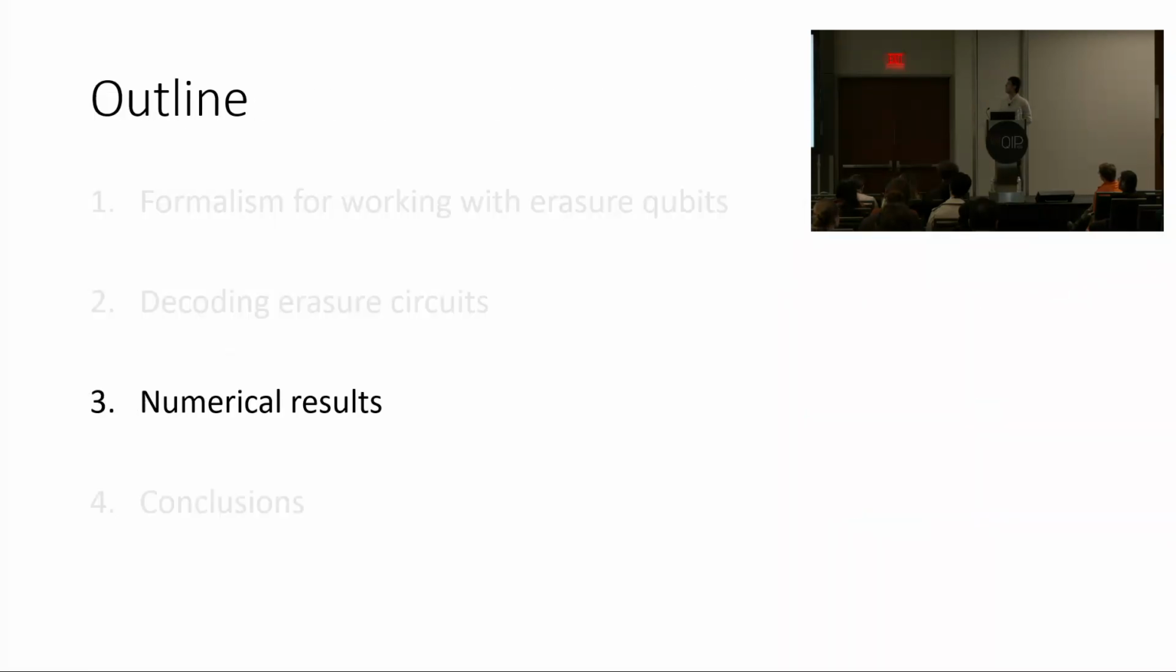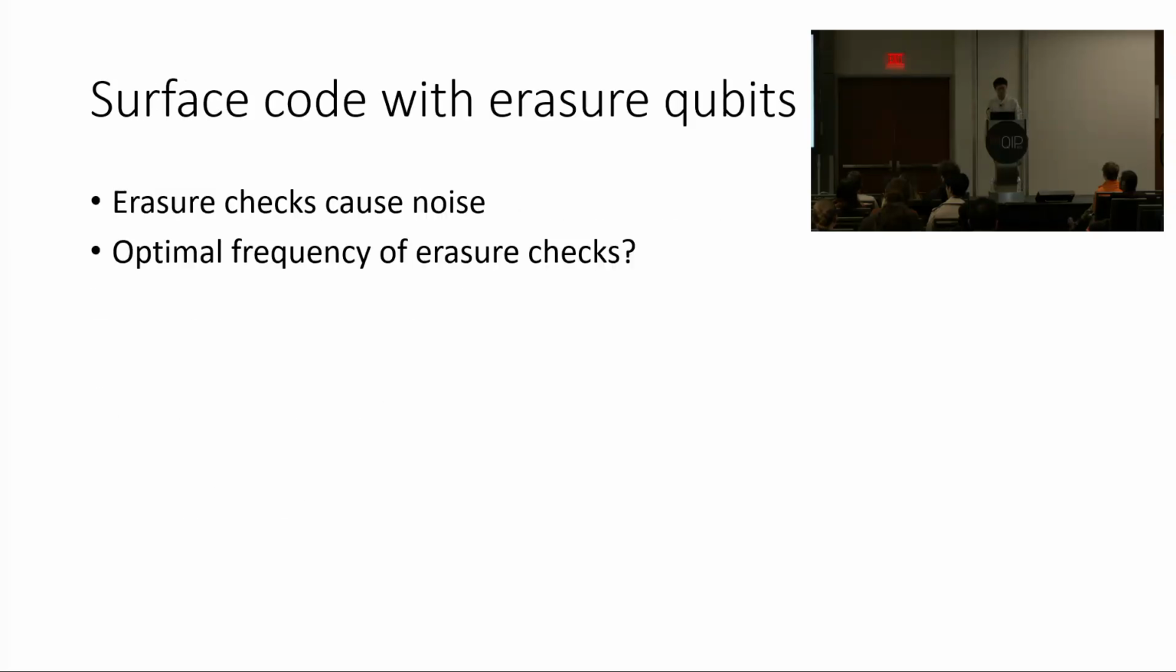OK, so now I can tell you about some of our numerical results. The first one that we did was for the surface code. The main question we wanted to address is that we want to have a lot of erasure checks so that we have more precise information about where the erasures occurred. But at the same time, if you do too many erasure checks, then you're introducing more noise into the system. So what is the right balance of the frequency to actually use?